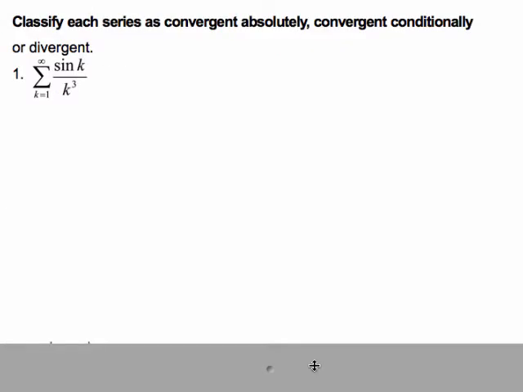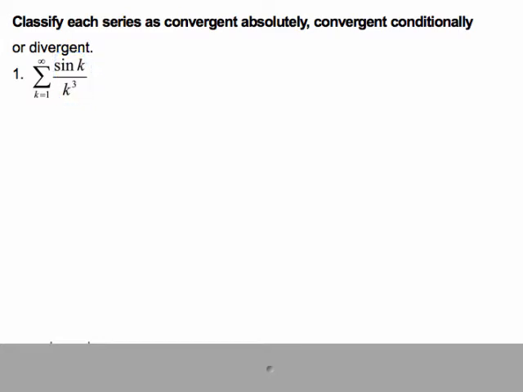So let's work our way through a couple of examples here, to classify each series as converging absolutely, converging conditionally, or being divergent. So we have our original series, and if I think about k being 1, k being 2, k being 3, I can see that I have a series in which the terms do not have a consistent pattern between positives and negatives. Sine of 1 radian, sine of 2 radians, sine of 3 radians, depending on what radians we're at, will determine the positive or negative value of sine.